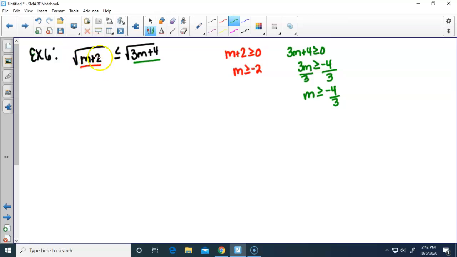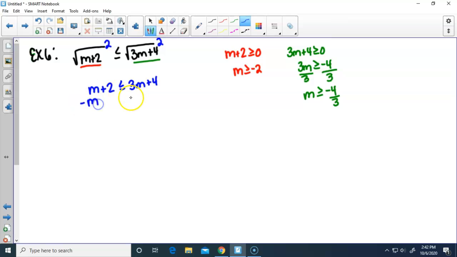So in order for the square root of m plus 2 to be less than or equal to the square root of 3m plus 4, then m plus 2 has to be less than or equal to 3m plus 4. So it will be acceptable here for us to just square both sides, which is going to get rid of both of those square roots. So we'll have m plus 2 is less than or equal to 3m plus 4. And now we've just got to solve that inequality.